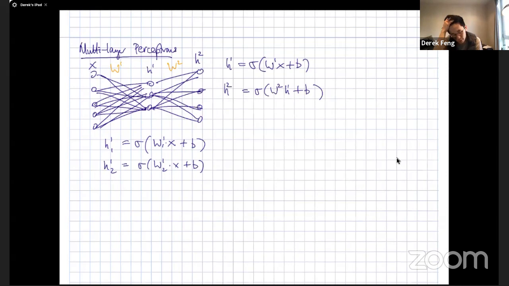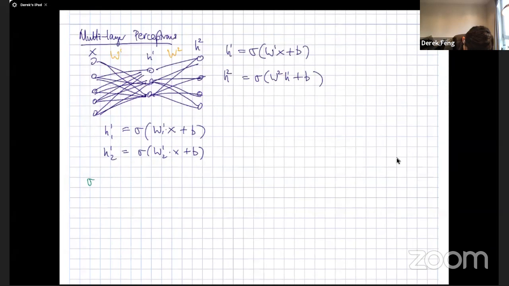So here's something to keep in mind. Suppose, so right now we've been talking about the sigma function being a particular one, where it's like 0, 1. Suppose my sigma function is just the identity, right? Let's look at what happens if that's the case.